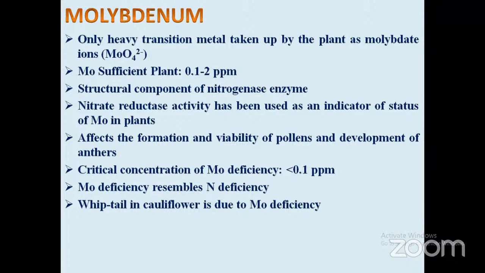Nitrate reductase, what does it do? It reduces nitrate to nitrite form, right? And for reducing nitrate to nitrite form, it requires electron. And this electron is transported from molybdenum. So, owing to this close relationship between molybdenum supply, nitrate reductase activity, and the plant growth, this nitrate reductase activity has been used as an indicator of status of molybdenum in the plant.